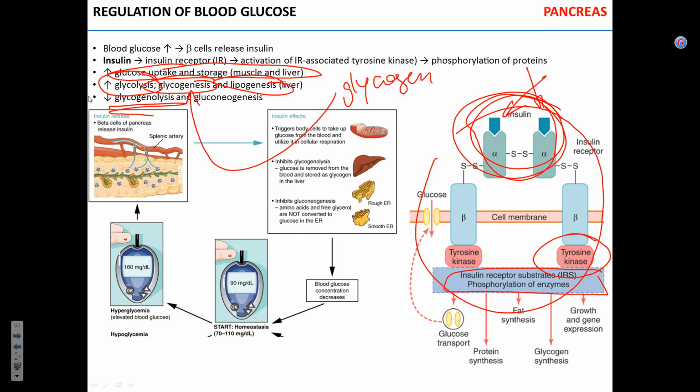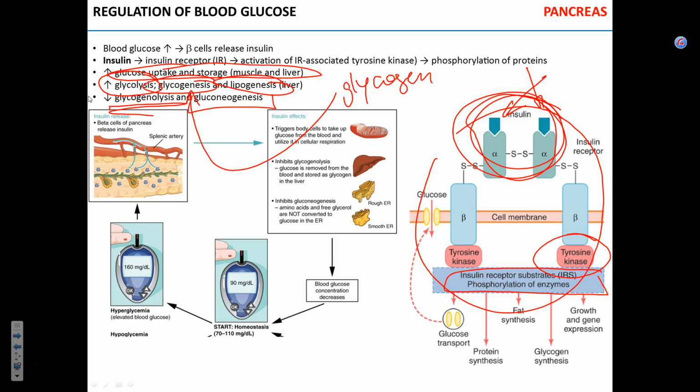Now, glycolysis is the breakdown of glucose, right? What is the opposite of glucose breakdown? Yeah. So, the opposite of glucose breakdown is making glucose from scratch. This process is called gluconeogenesis, right? So, gluconeogenesis, making glucose from scratch, will also be inhibited. Do I make sense here?